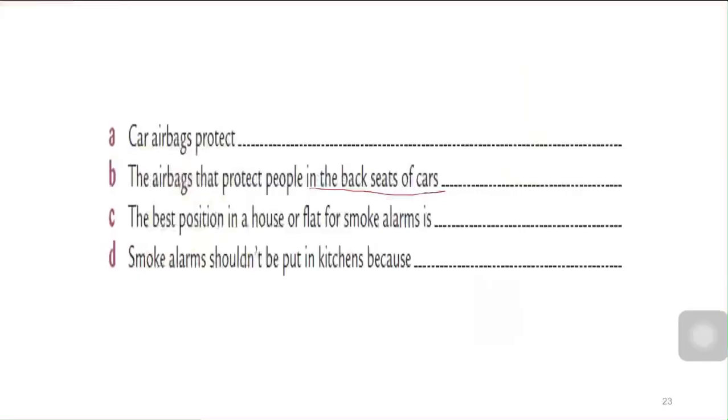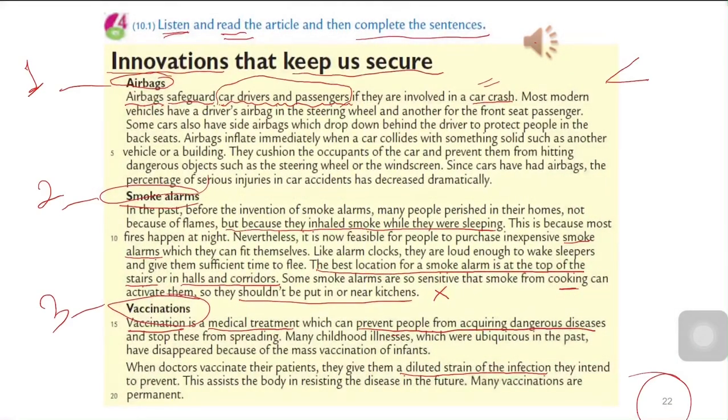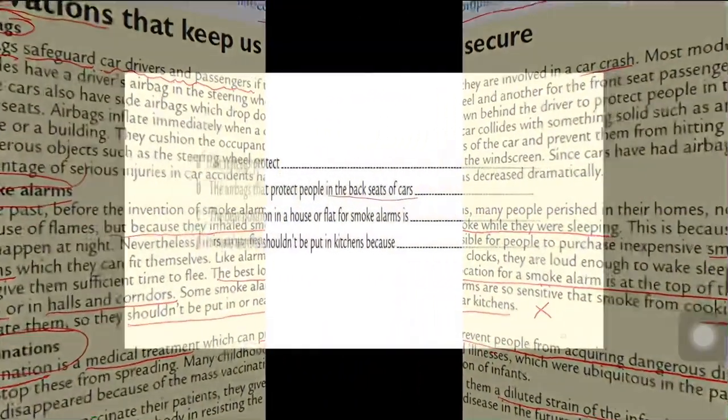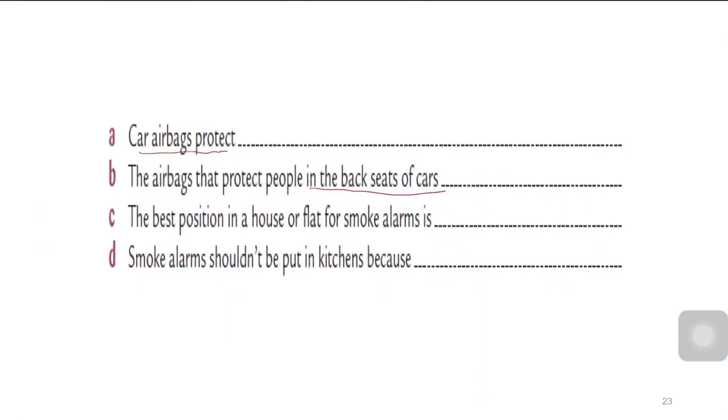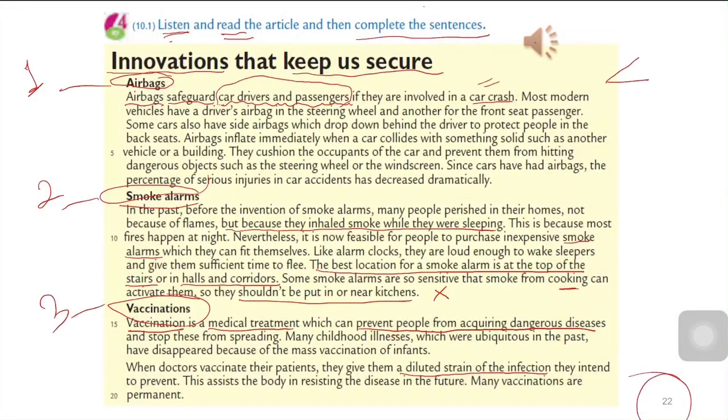So what we need to do now is to complete these sentences from the text. Let's go back to the text. As you can see here, we need to complete. So listen, read, and then complete. All right. Now let's do the first one. It says here, car airbags protect. Now I have the word protect. Let's go back to line 1. I have another word that is equal to protect. Can you guess it? Exactly, it's the word safeguard.